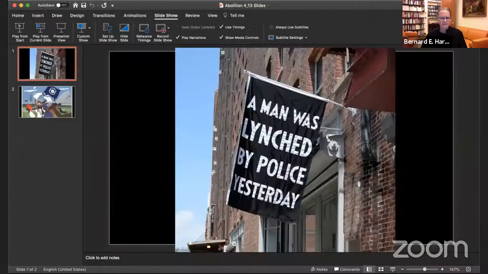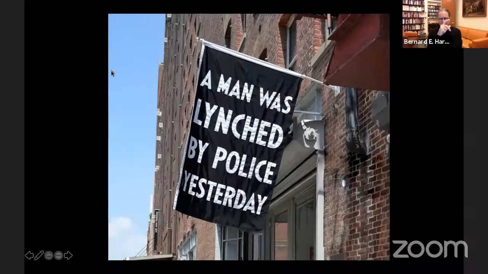I mentioned that the brilliant artist Dred Scott had captured our framing of policing by reimagining the flag that flew from the offices of the NAACP in New York City, bearing the words, "A man was lynched yesterday," that flag that was flown to mark the incident of a known lynching of a Black person between 1920 and 1938. And there were thousands more unknown that have recently been documented, thanks in part to the tremendous work of the Equal Justice Initiative in Montgomery, Alabama.